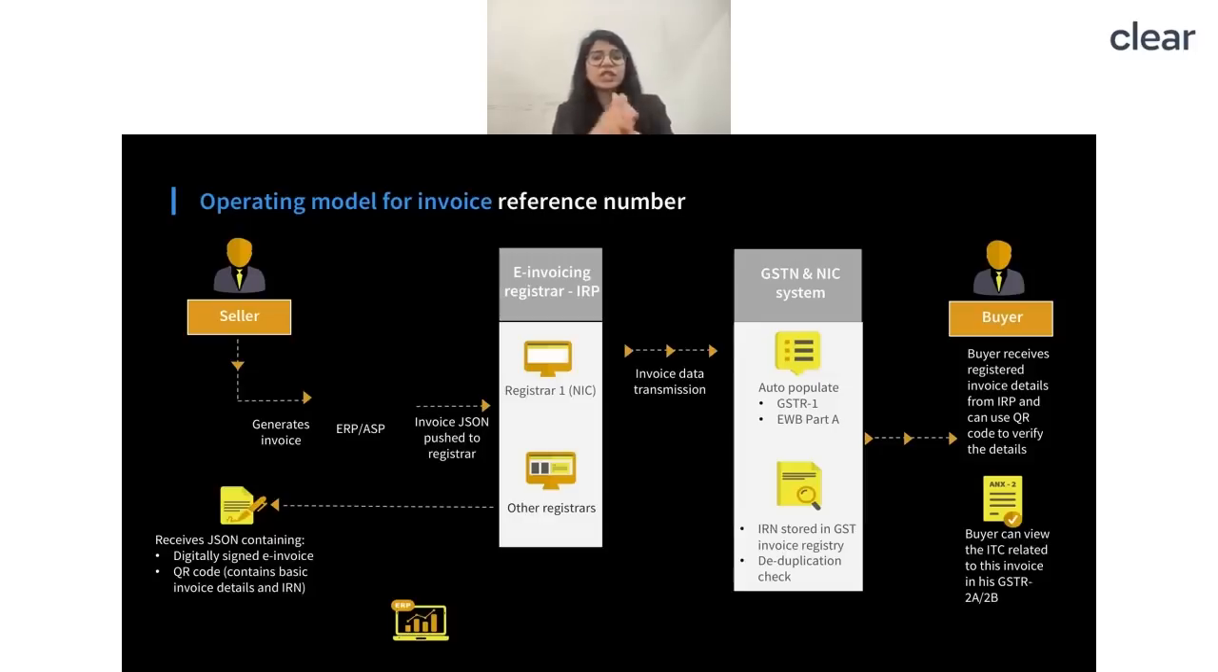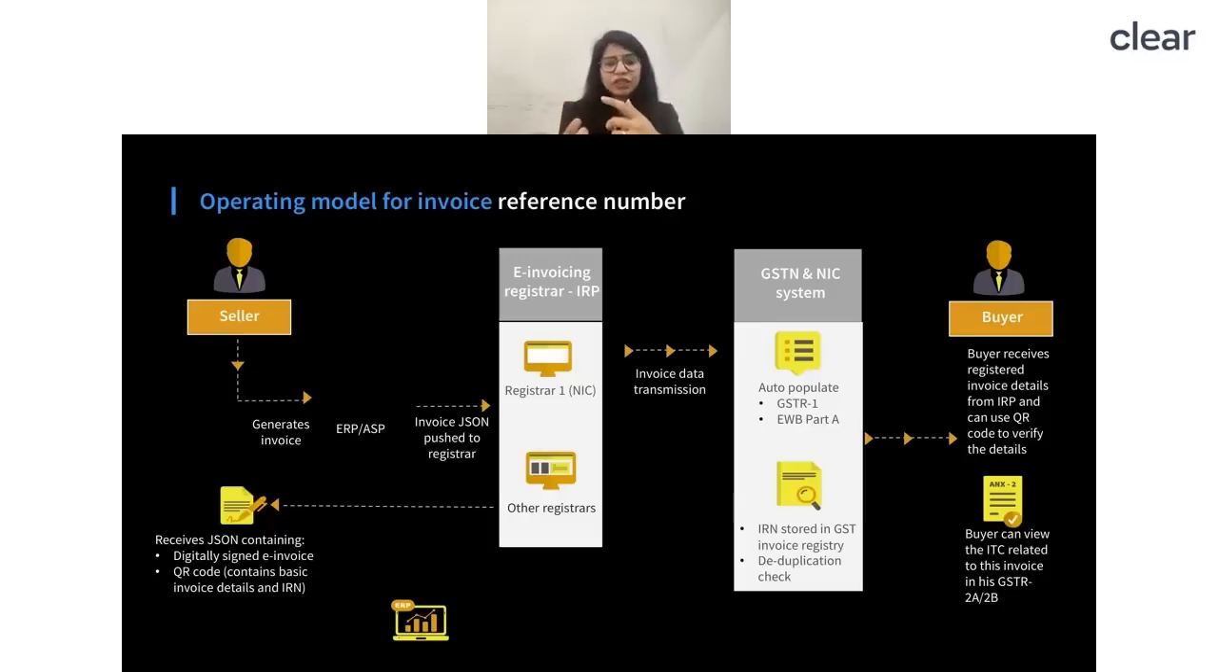Then they have to push this information to an IRP, which is known as Invoice Registration Portal. Today we have 4 IRPs, I would say, and there is a NIC IRP. In fact, Clear also has their own IRP. So you have to push this information in the form of a JSON, which is the invoice JSON, to the IRP.